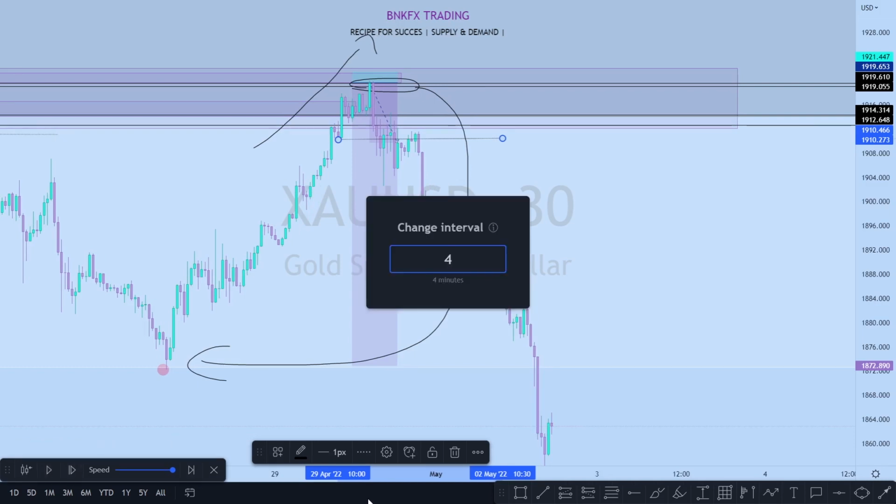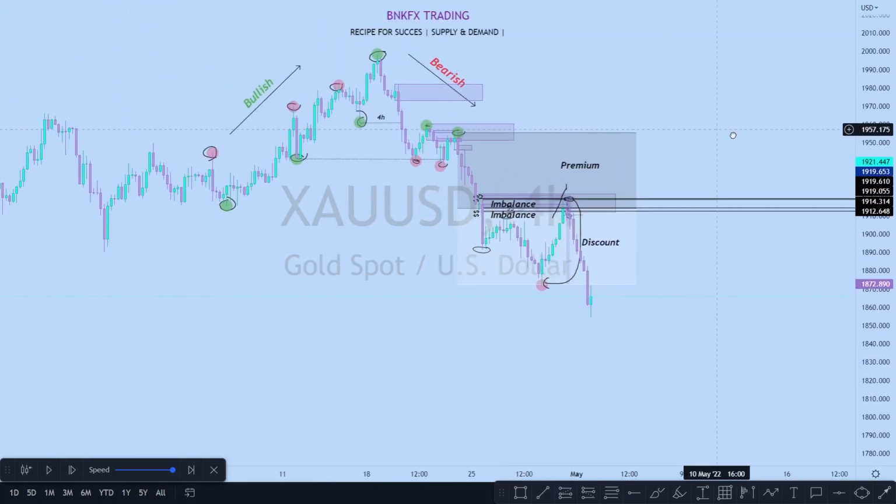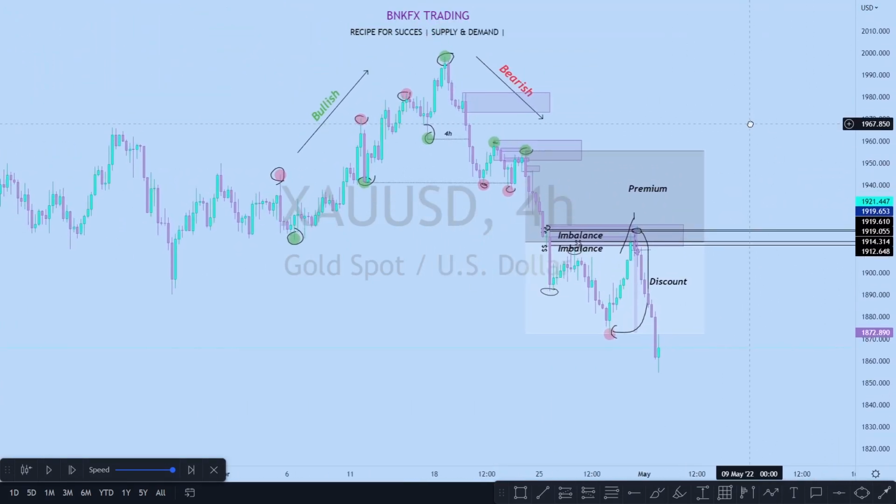This is how this concept of premium and discount works, being an additional confluence in our analysis. Using those concepts can bring you profitability in this market. Remember that only through hard work and dedication you can succeed in any field.